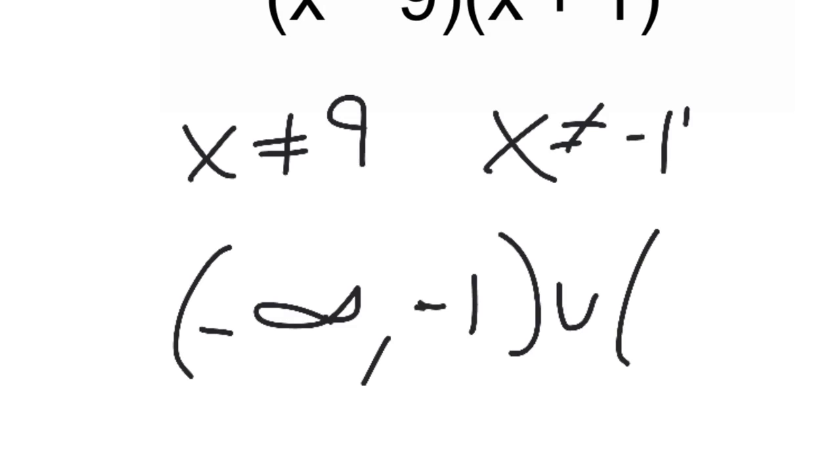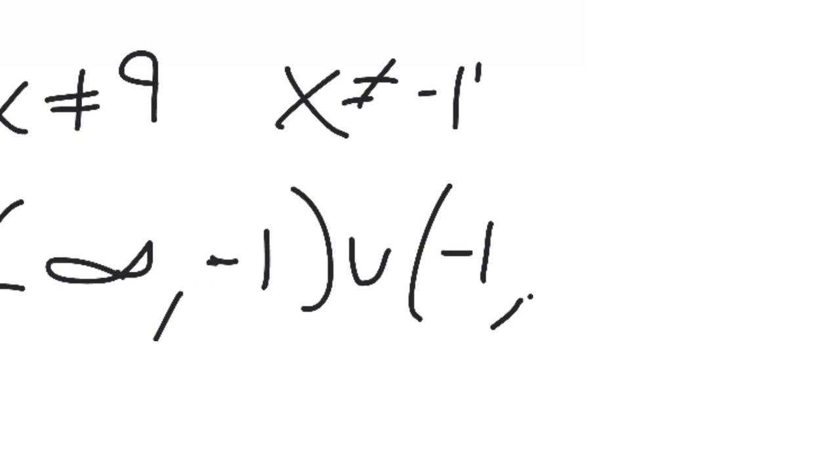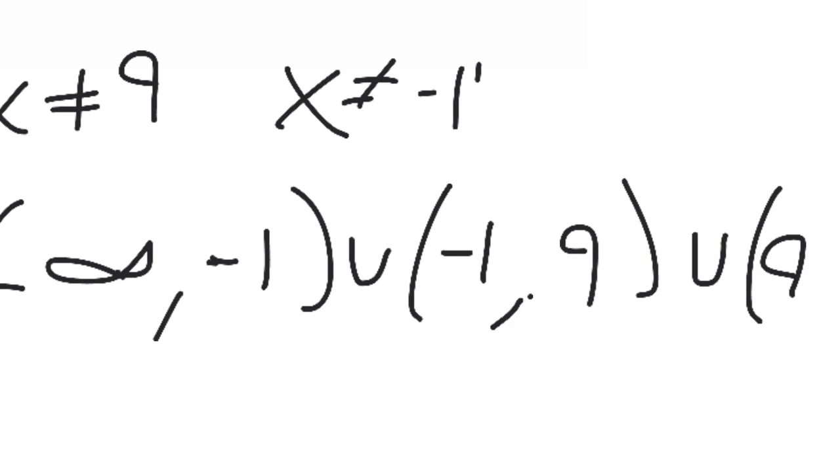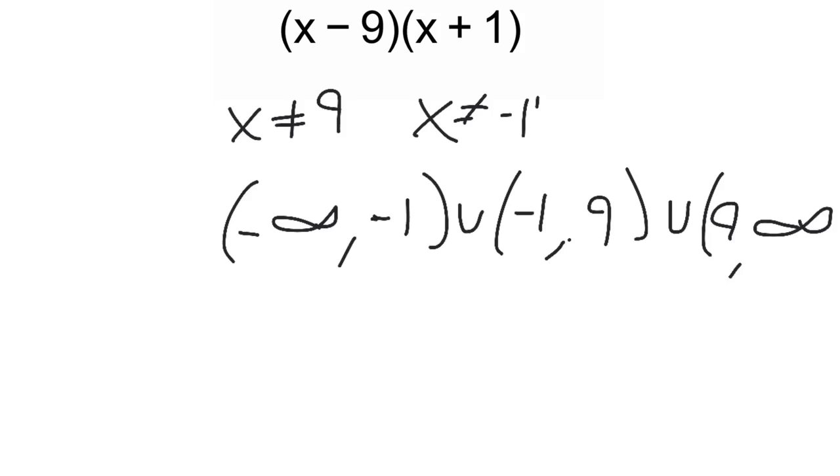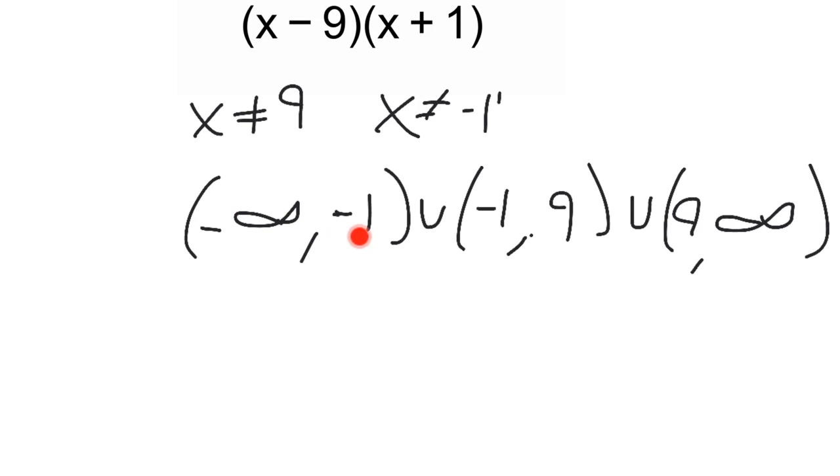And we're going to say union, negative 1 to 9. And then we're going to put another parenthesis because we cannot include 9. So we're going to pick it up as soon as we leave 9, and then we're going to go on to positive infinity. So in interval notation, that's our domain. All the numbers you want except for negative 1. Jump over negative 1, then go to 9, and jump over 9, go to infinity.